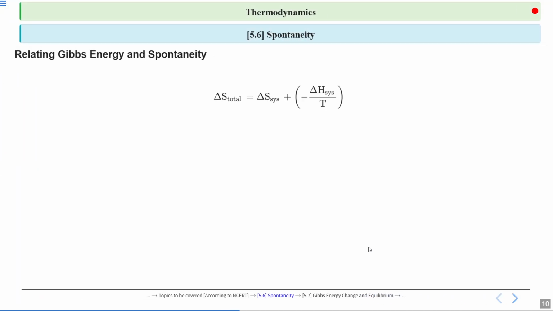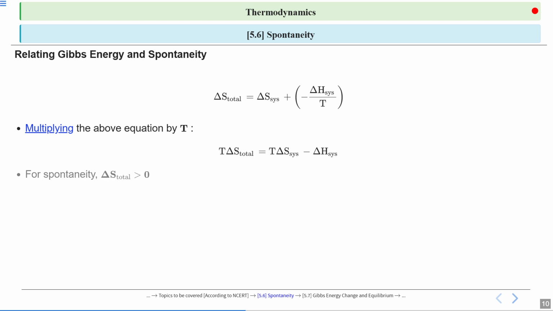So what equation did we get? We get delta S total is equal to delta S system plus, in a bracket, the negative of the enthalpy change for the system divided by temperature. If this is true, we can multiply the whole equation by T. Then what will we get? T delta S total equals T delta S system minus enthalpy change for the system. Now what can be said for the T delta S total? We know that the spontaneity criterion requires that the total entropy change should be greater than 0. That means this delta S total will be greater than 0.